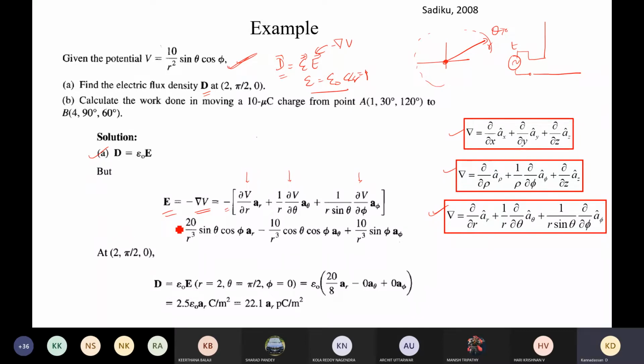Once this is calculated, the electric field is obtained, and we just have to substitute the numbers for r, theta, and phi. When you substitute, you will get the value. Once again, you can see that these two components become 0, which means that only the r vector survives. This means the antenna structure radiates equally in all directions, irrespective of theta or phi. That is the interesting property of this particular antenna.